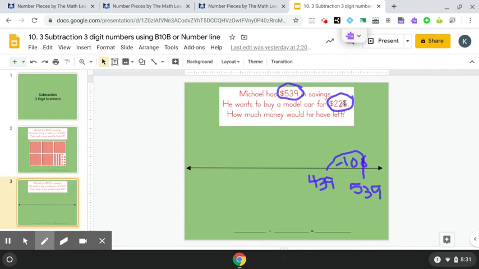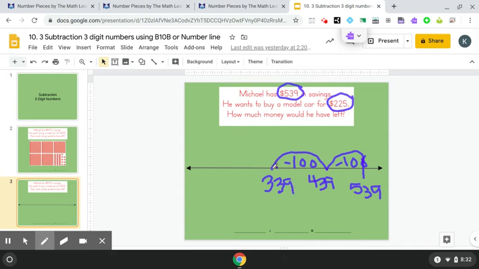Okay. Don't forget I need to go 225, so I need to do another jump of 100. And I'll label my jump to help me see and remember what I've done. So I've already taken away the 200. And again, if I go 100 less than 439, 339. Okay. All right, and now that I've taken the hundreds away, I can go ahead and take the tens.